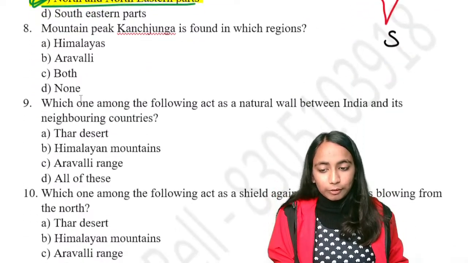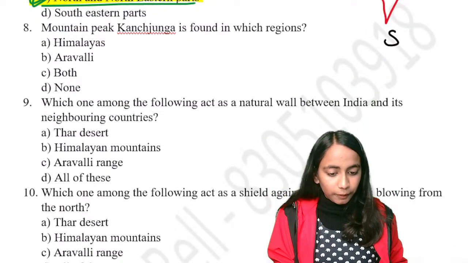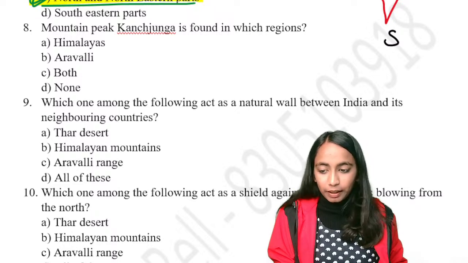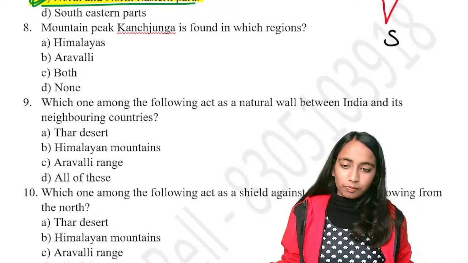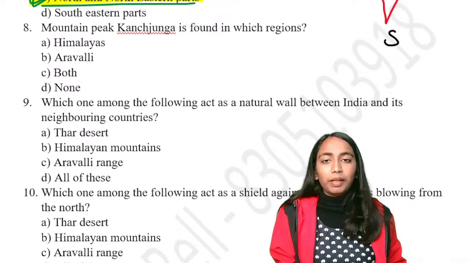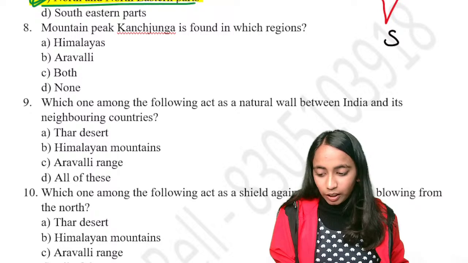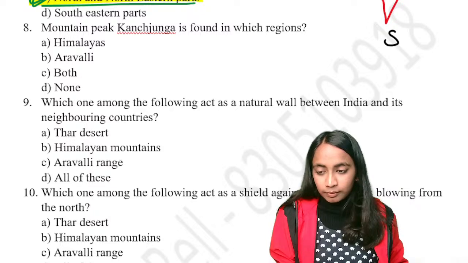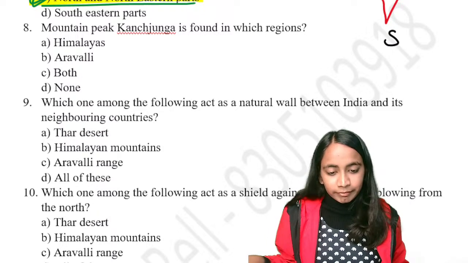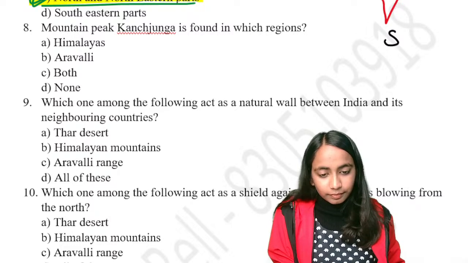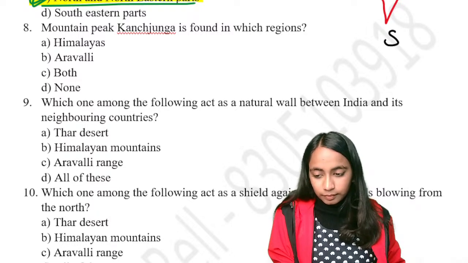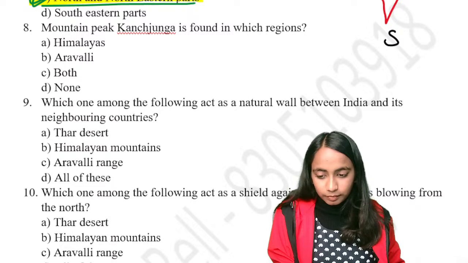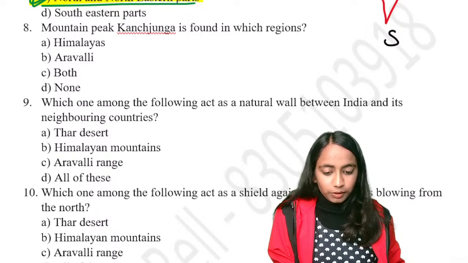Next is question number 8. The mountain peak Kanchenjunga is found in which region? Question number 8. The mountain peak Kanchenjunga is found in which region? It could be a network trouble. Where do we find it? Good. 11 of you marked correctly.